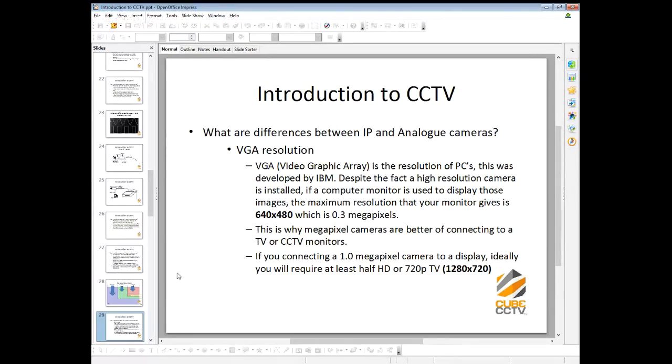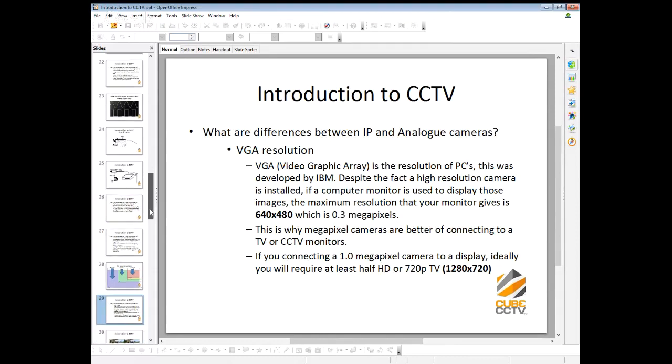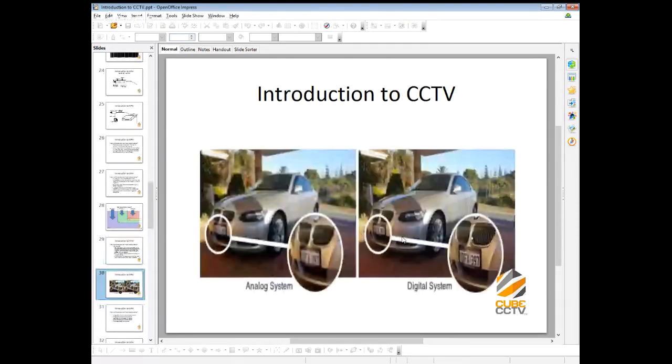So if you're connecting your full HD cameras, you also have to bear in mind you need a better monitor to display it. So I've got a picture here. In fact, two pictures. One was taken by analog camera, one was taken by digital camera. On analog camera, I can still see the car. Everything looks fine. But if I want to see the number plate, on a digital camera it's more visible compared to the analog camera, because it was taken in high resolution. So digital cameras are better in terms of resolution.